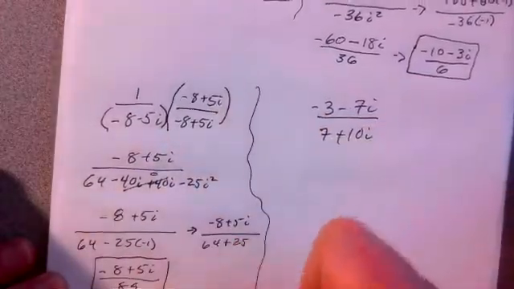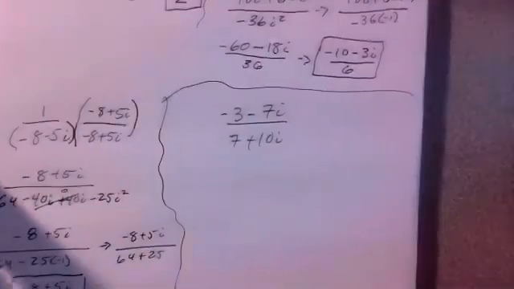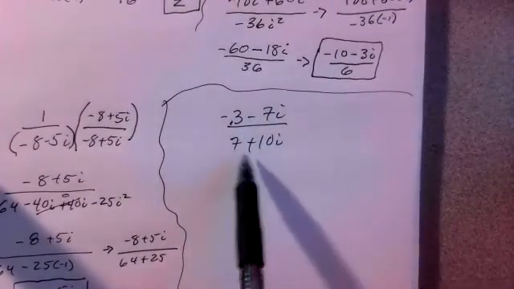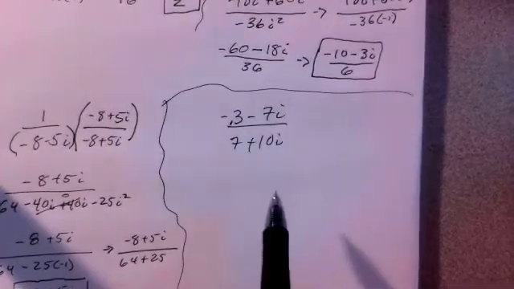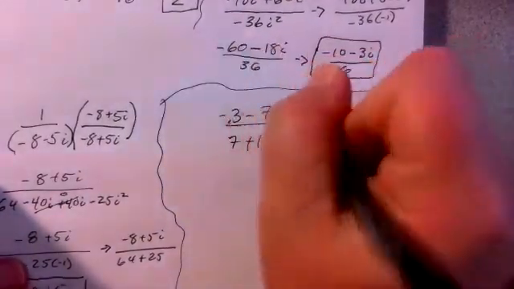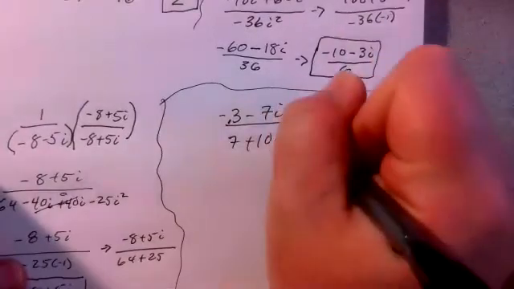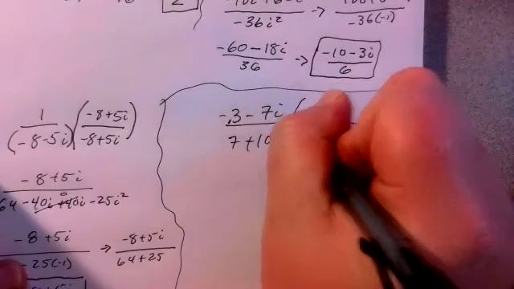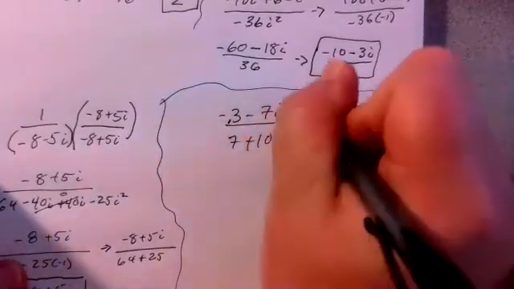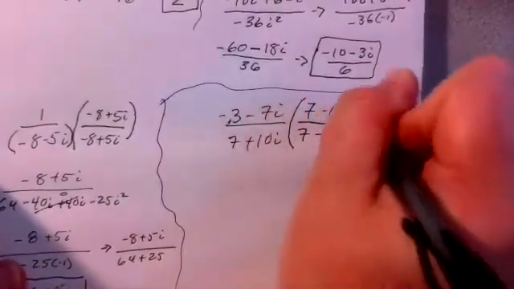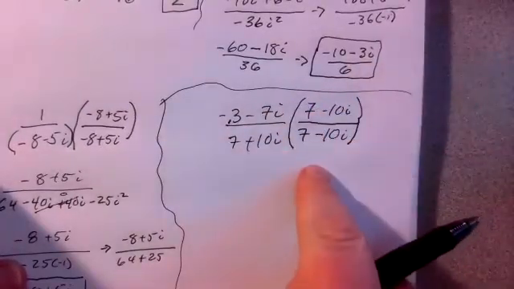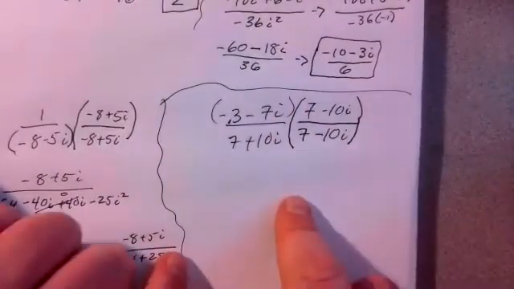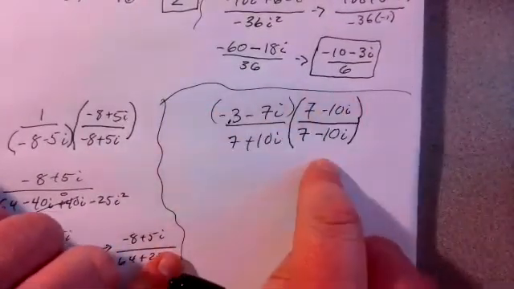All right, let's do this last one here. We have negative 3 minus 7i over 7 plus 10i. Little pen mark there. That's why I hate mathing in pen, but pencil just doesn't show up on these. So 7 plus 10i, my conjugate's going to be 7 minus 10i. So it's 7 minus 10i on both the top and the bottom. And now this is going to be a lot like the first example that we did, where we have to FOIL the top and FOIL the bottom.